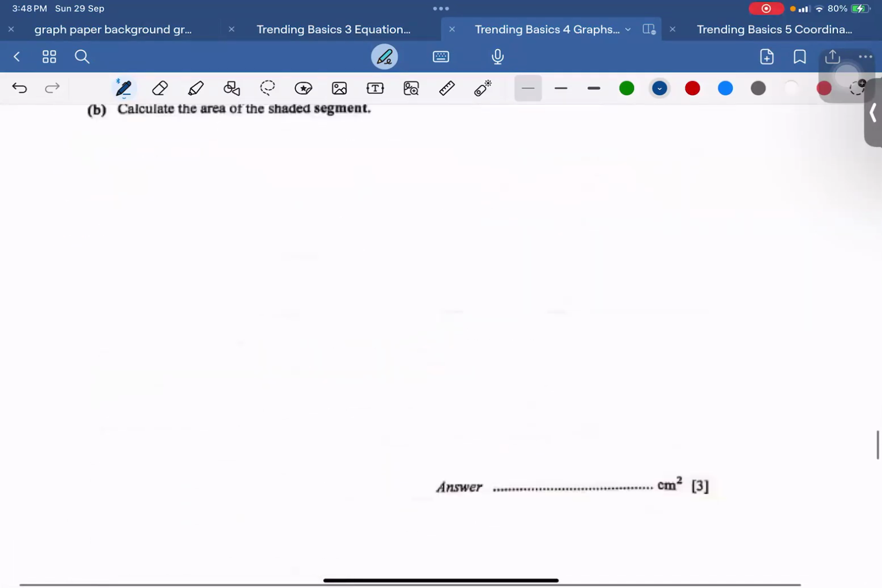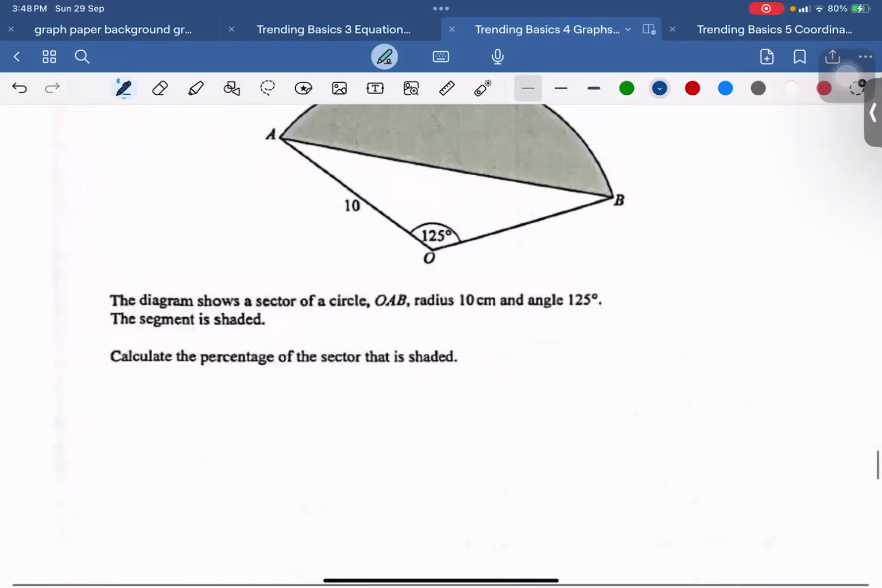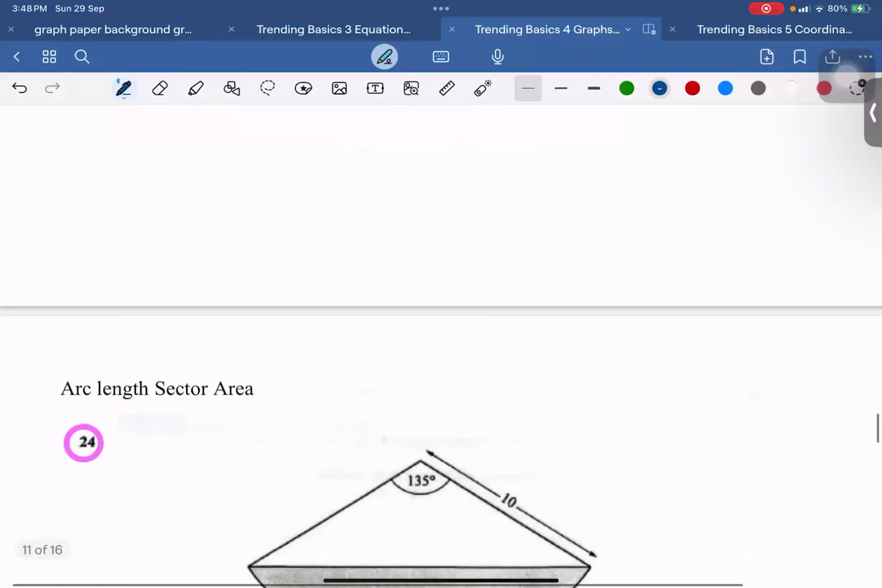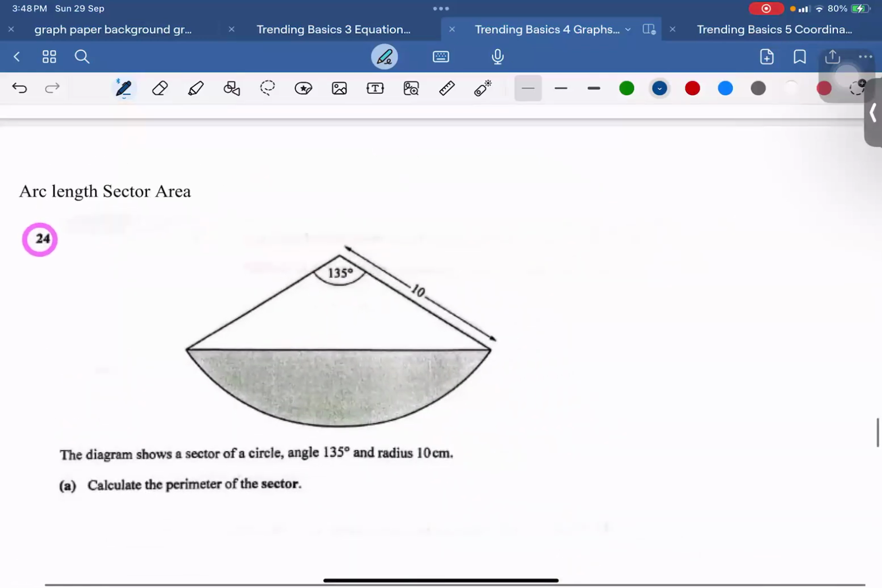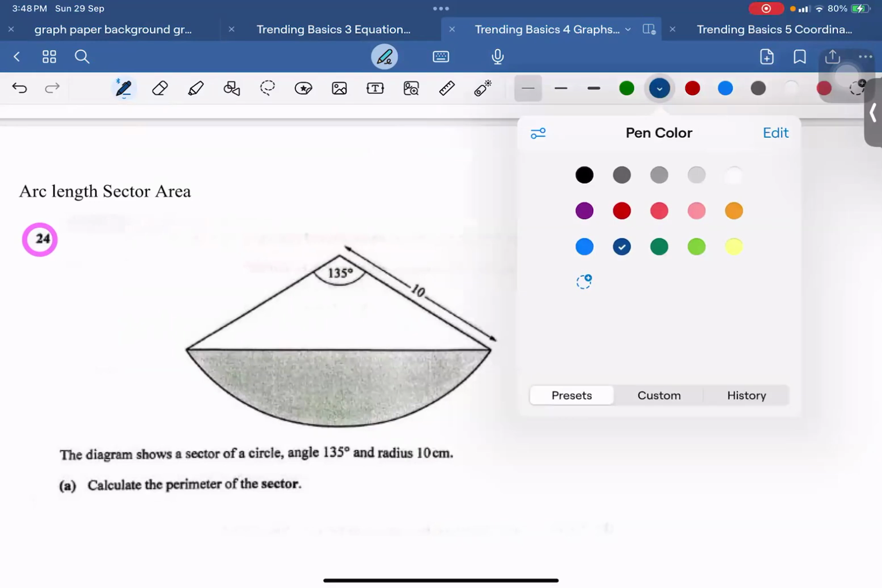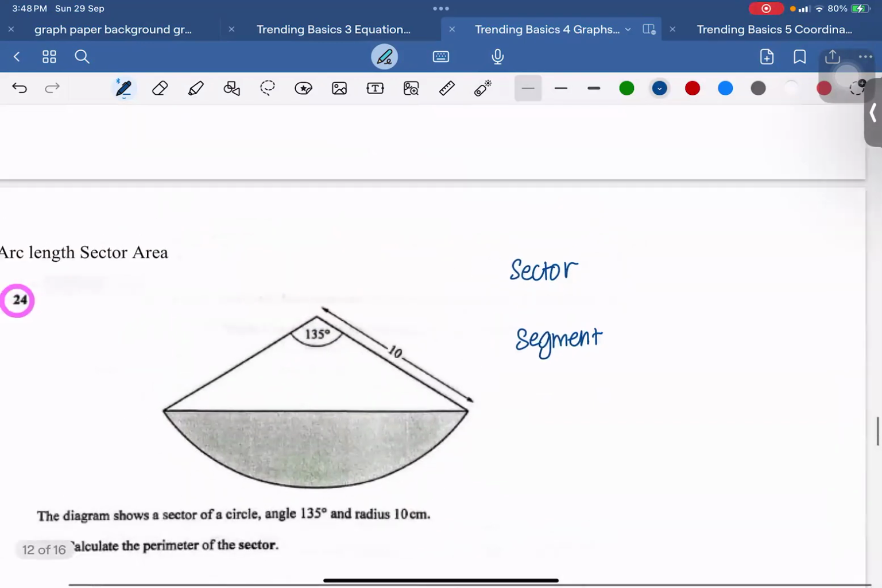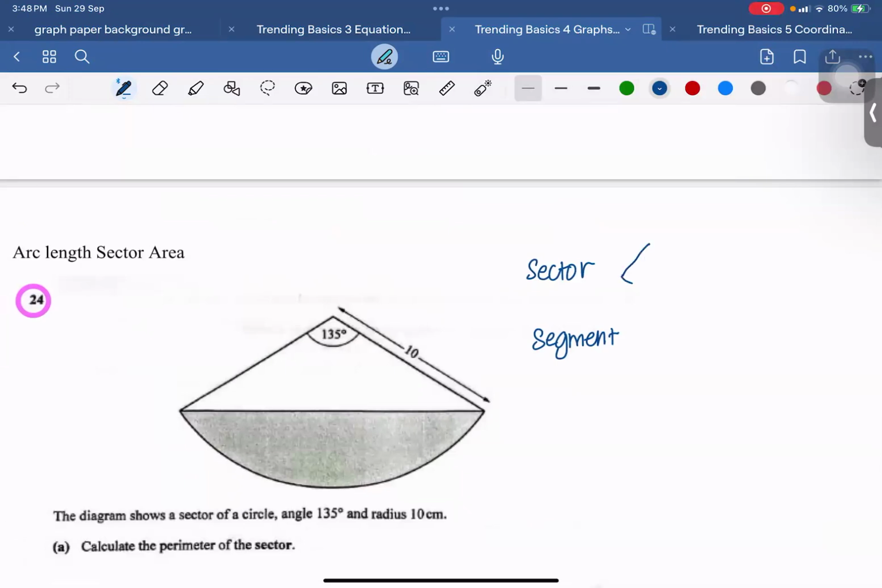Now this one, the picture looks almost exactly the same, just that they ask a different type of question. Now I need to highlight again: what is the difference between these few words? Number one, sector. Number two, segment. What is a sector? A sector is a pizza or the Pac-Man.